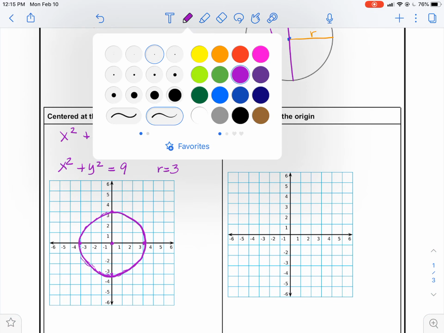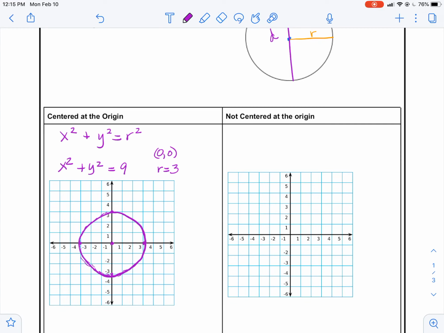What happens if it's not centered at the origin, that it is actually translated off? It looks very similar to our parabolas, and we do x minus h and y minus k, just as we did before. But we have both of them now squared, still equal to r squared. Before, we had just our x that was squared, so this time your x and your y are both on the same side and squared.